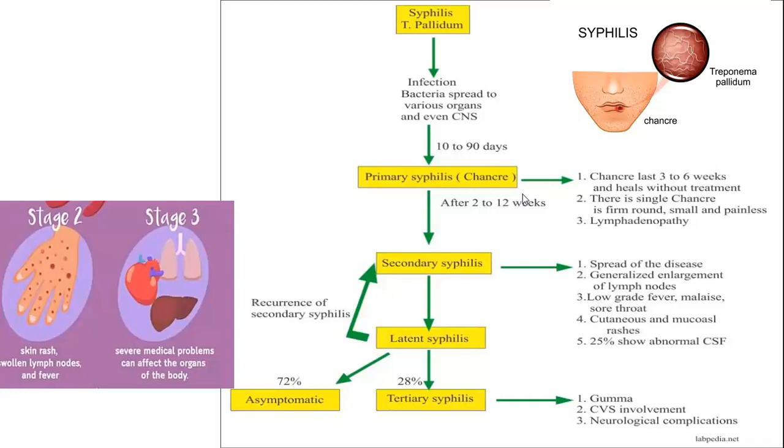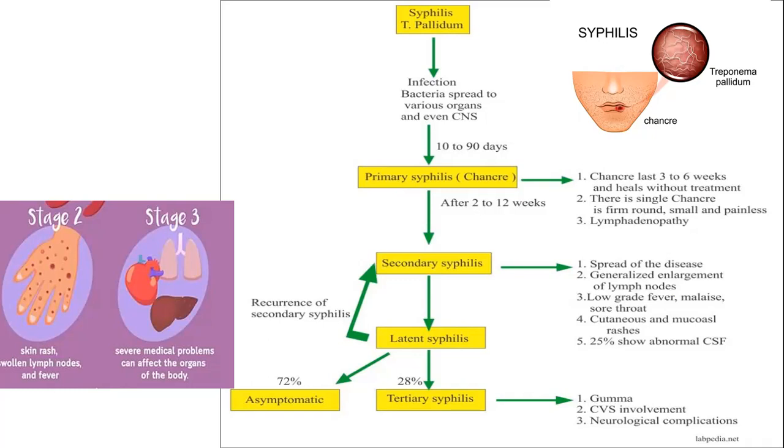So look at this picture. Treponema pallidum can be transmitted by direct contact, direct sexual contact, or household contact. For example, eating from one spoon or drinking from one glass and something like that. And children can catch syphilis this way.